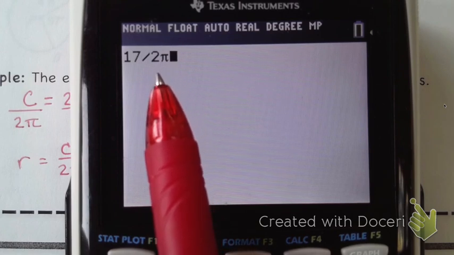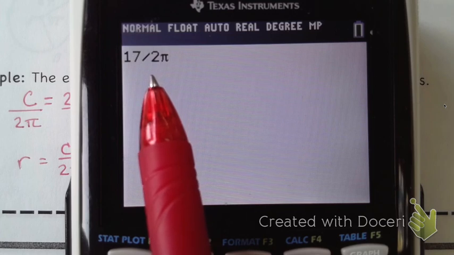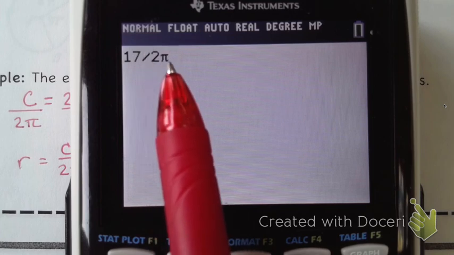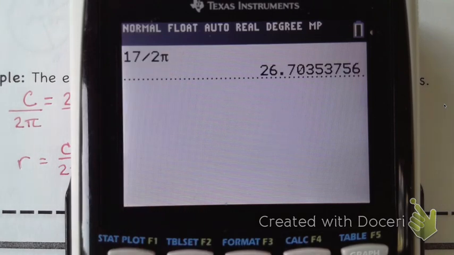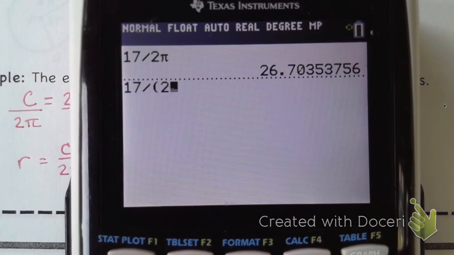That's what that says, doesn't it? Is that what I want it to do? No. I want it to multiply 2 pi and then divide 17 by it. So how am I going to do that? Because that's the wrong answer. Can I have a radius that's bigger than my circumference? No, that's totally impossible. So what do I need to do to make sure that it multiplies 2 pi first? What do I need to put around the 2 pi? Parentheses. So 17 divided by parenthesis 2 pi.